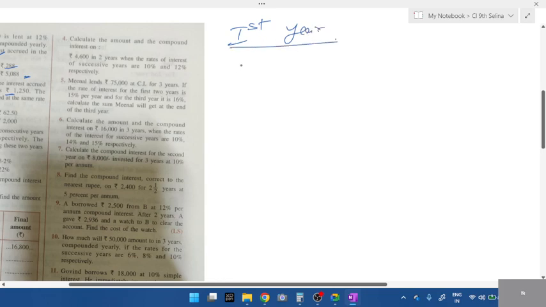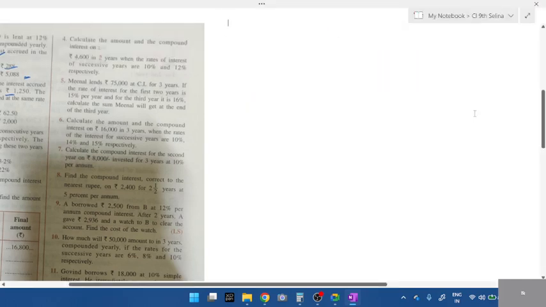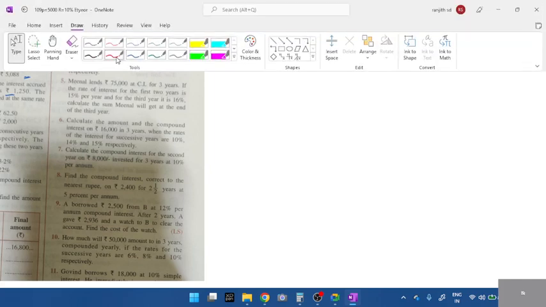First year. Principal is equal to 75,000. What is time? Time is equal to 1 year. And what about the rate, students? For the first 2 years, what have they given? Which are the two questions I had given? Fourth and fifth, right? Fifth and sixth. Okay, fine.